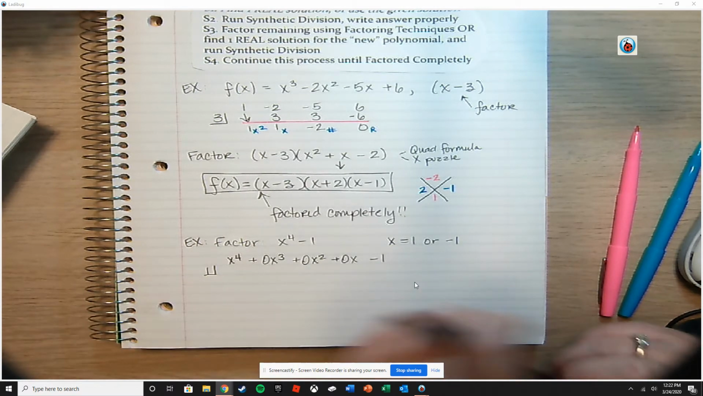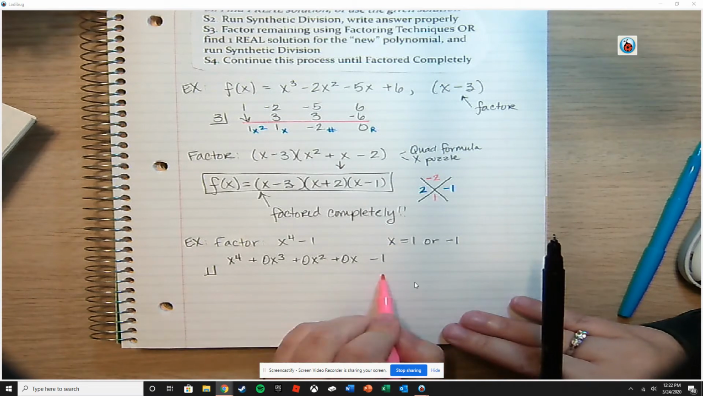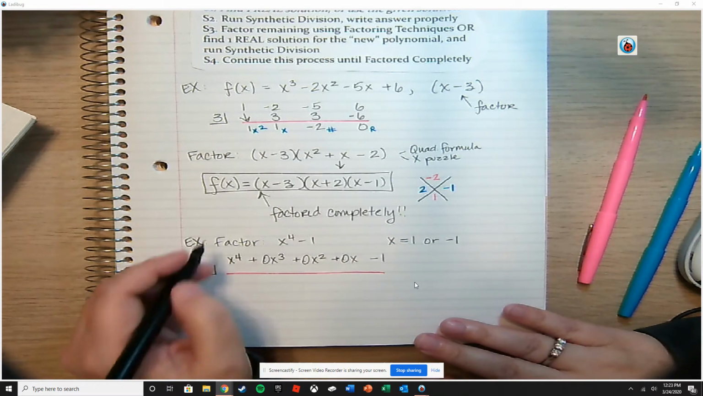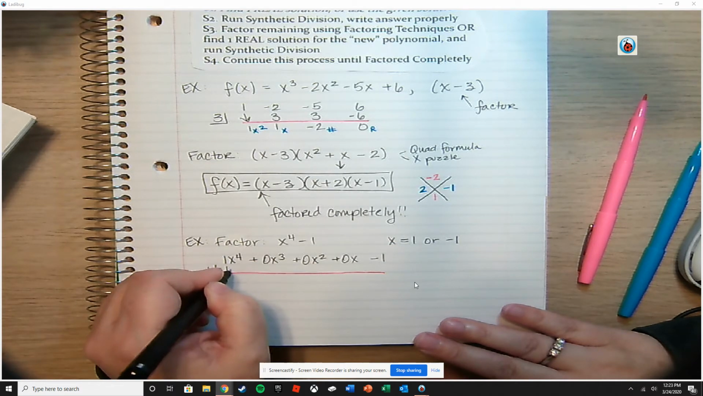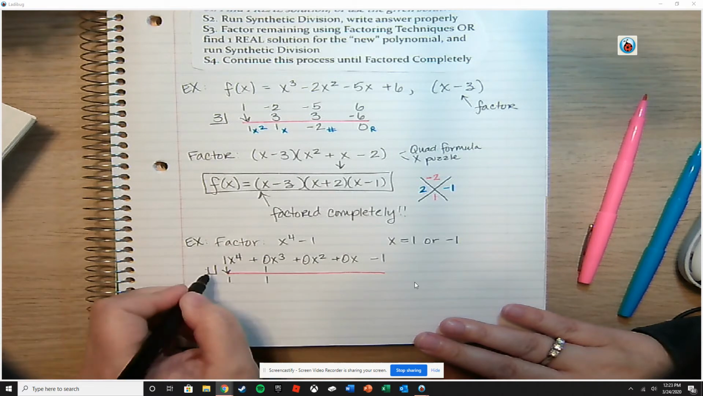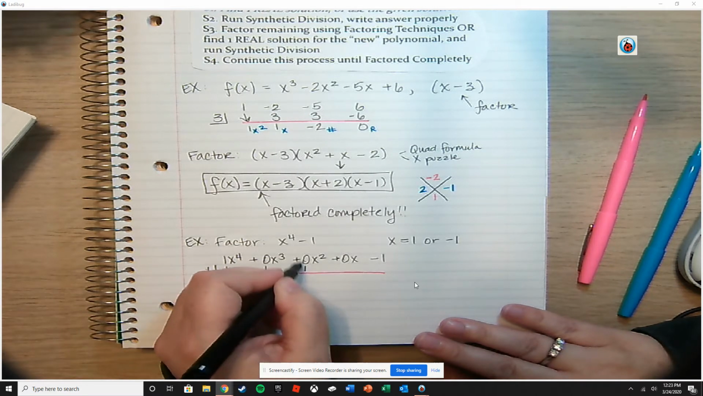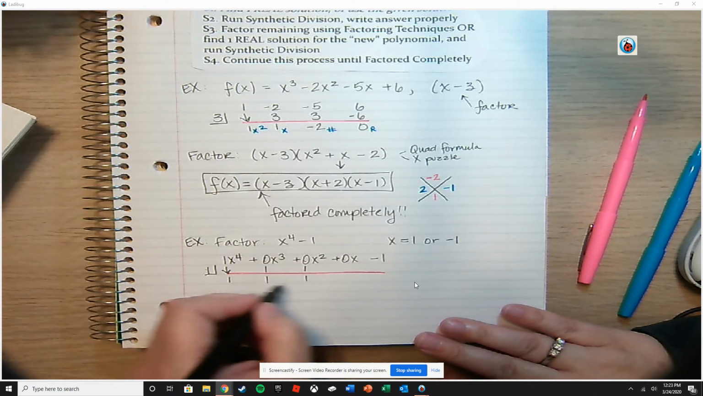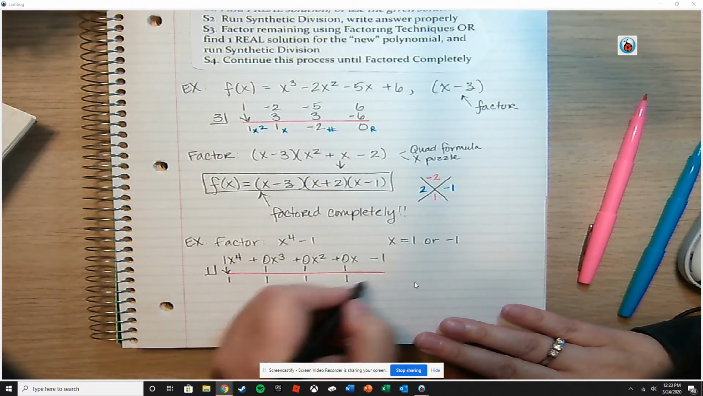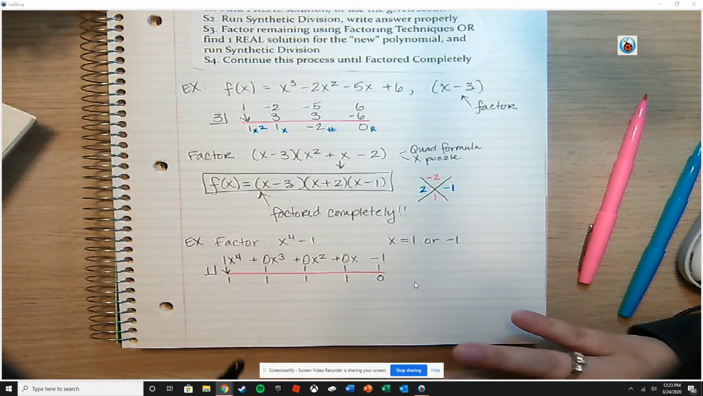If you notice, I didn't recopy this down with just the coefficients, but I know what the coefficients are. If I put a 1 here, I bring down the 1. 1 times 1 is 1. If I add that, I get 1. 1 times 1 is 1. If I add that, I get 1. 1 times 1 is 1. If I add that, I get 1. 1 times 1 is 1, and I get 0. And remember, I need to get 0 for this to work.